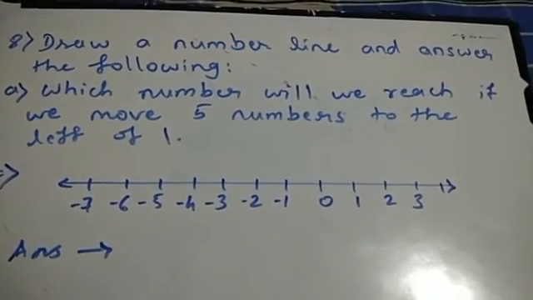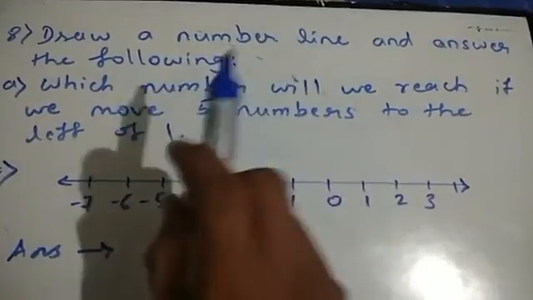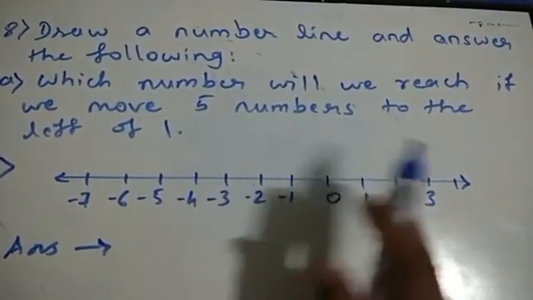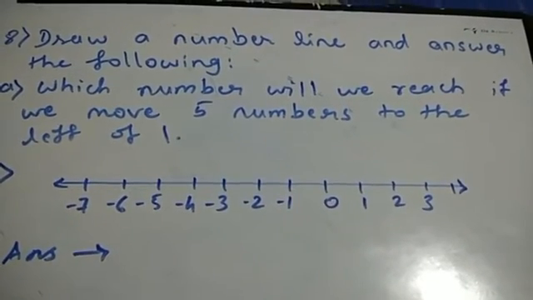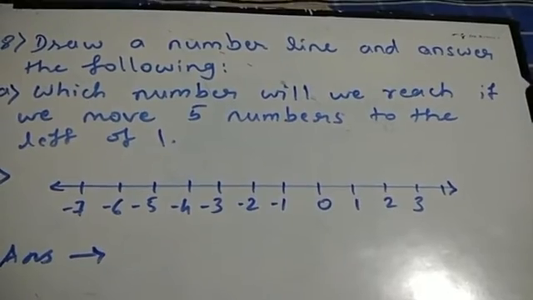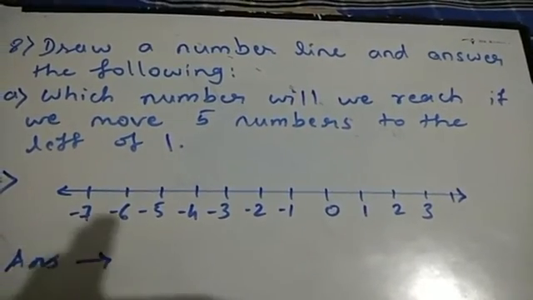Now see one more question. Draw a number line and answer the following. Which number will we reach if we move 5 numbers to the left of 1? We have to find out where we will reach when we start from 1 and move 5 numbers to the left.